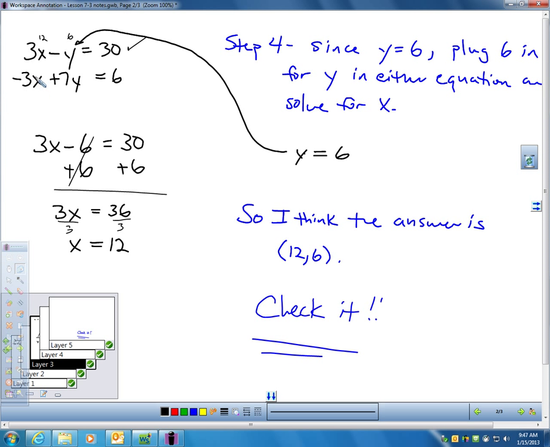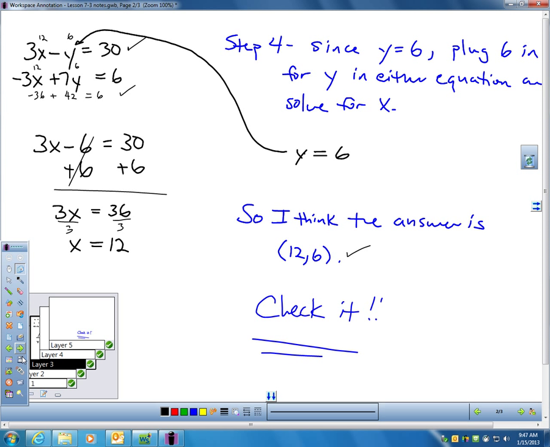Let's try it here. If I plug in 12 here and 6 here, I'm getting negative 36 plus 42, and that does indeed equal 6. So this is checking. This ordered pair is definitely the solution to this system. So I think that's a pretty easy process.